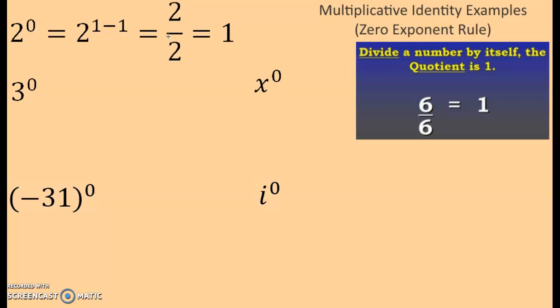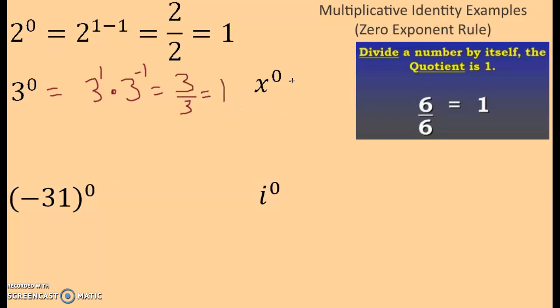If we were to write that in expanded form, we would have 2 divided by 2. Because the 2 in the numerator is a positive exponent, and the 2 in the denominator is a negative exponent, the negative 1. 2 divided by 2 is 1. If we look at 3 to the 0 power, that's also going to be 1. So if we rewrote that out, we could say it is 3 to the 1 times 3 to the negative 1. That's the same thing as 3 divided by 3, which equals 1.